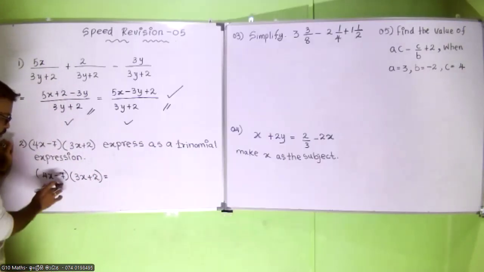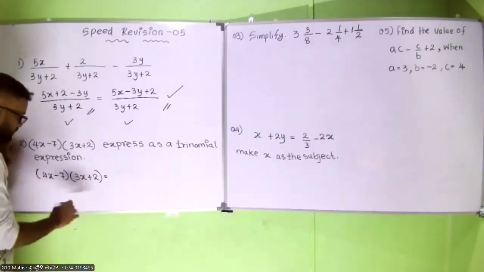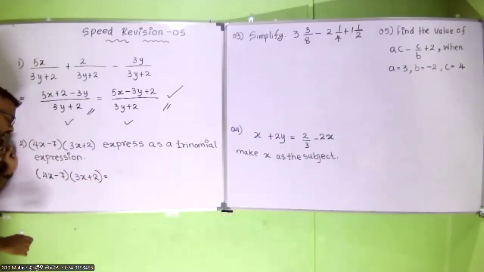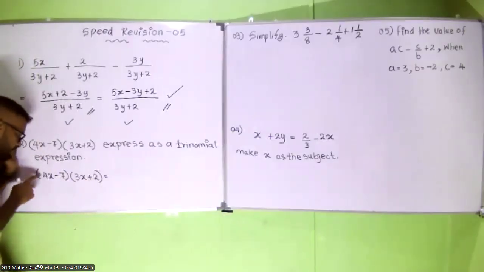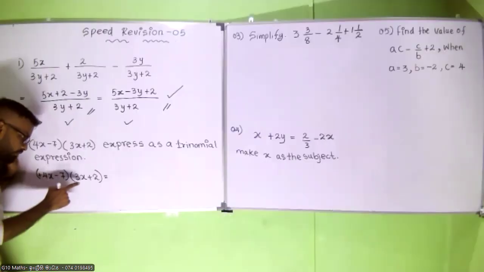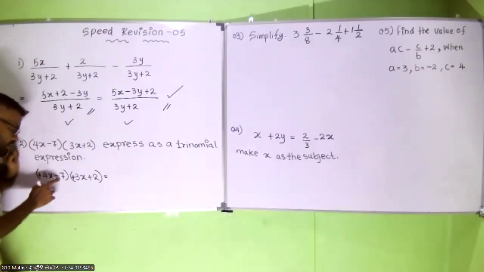3x plus 2, 4x minus 7, 3x plus 2. Here you have two terms, and here you have two terms. If you consider the signs, 4x is positive, you already know that. 7 is minus. 3x is positive, and 2 is positive. That doesn't matter. Only this matters here.